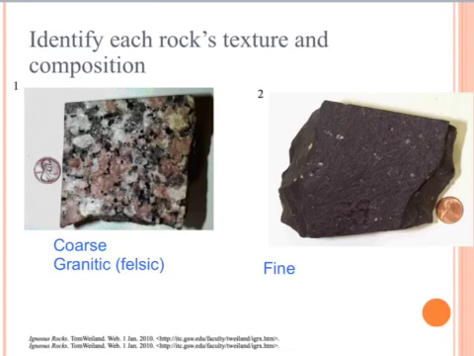Next, let's look at the composition. Your choices are basaltic, granitic, or intermediate. This rock is basaltic, also known as mafic. The reasoning is because it's black. It's dark. Basaltic rocks are typically dark.